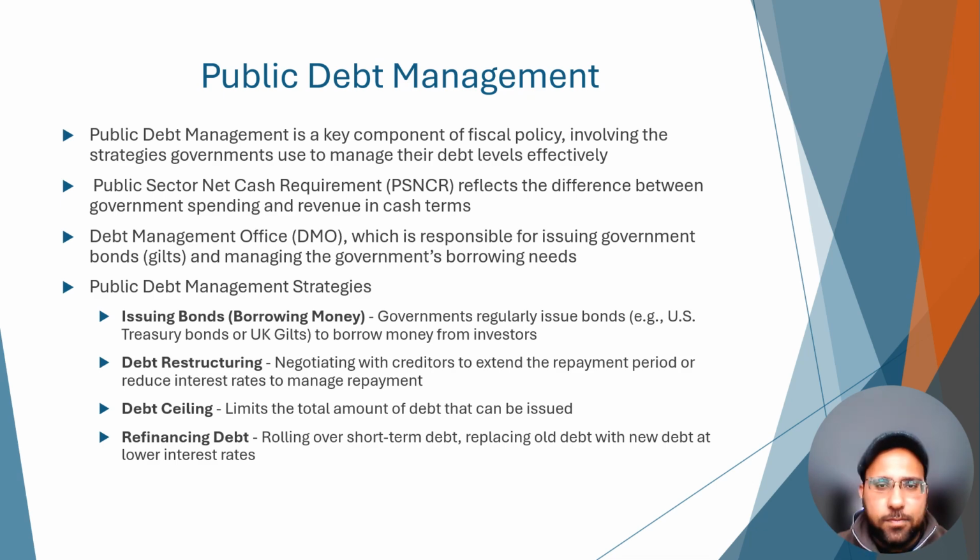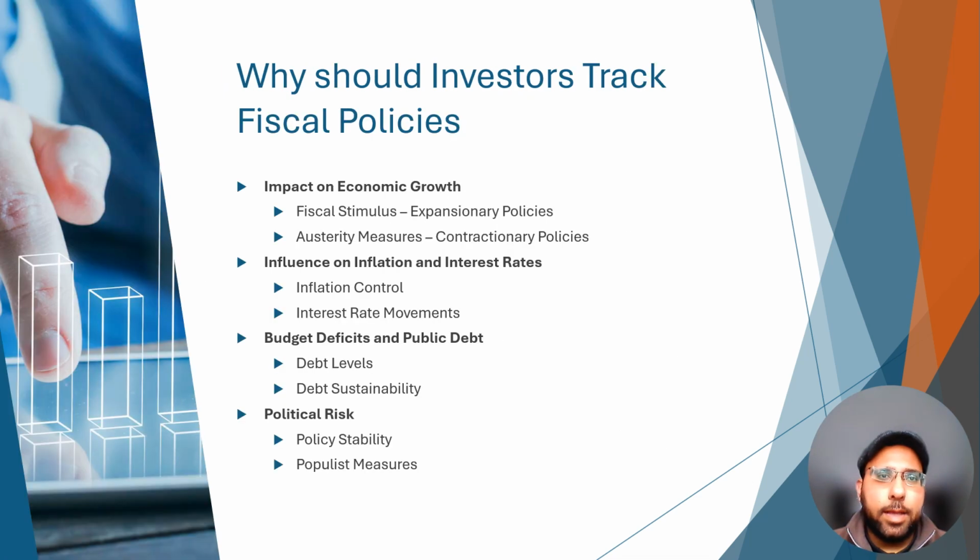So please feel free to look into it, but it's important to understand the role of the public sector net cash requirement, because remember, it does reflect the difference between spending and revenue. And if there is a huge amount of deficit, then it will be in the hands of the DMO, who will be responsible for issuing government bonds and managing the overall bond needs. So it's probably not used in the public domain and on news channels a lot, but in essence that is how it works.